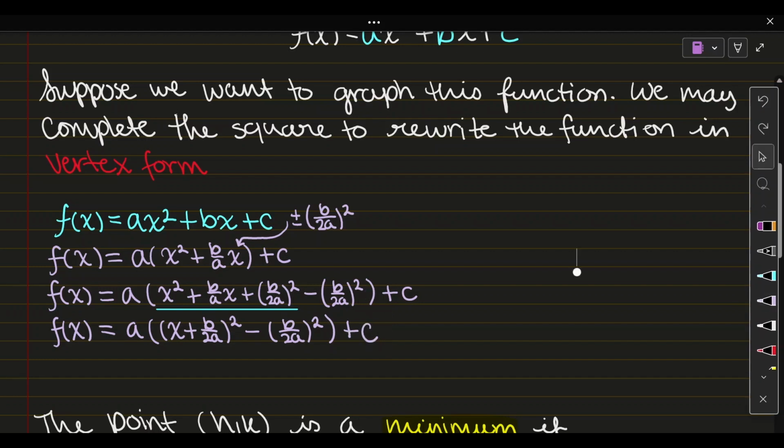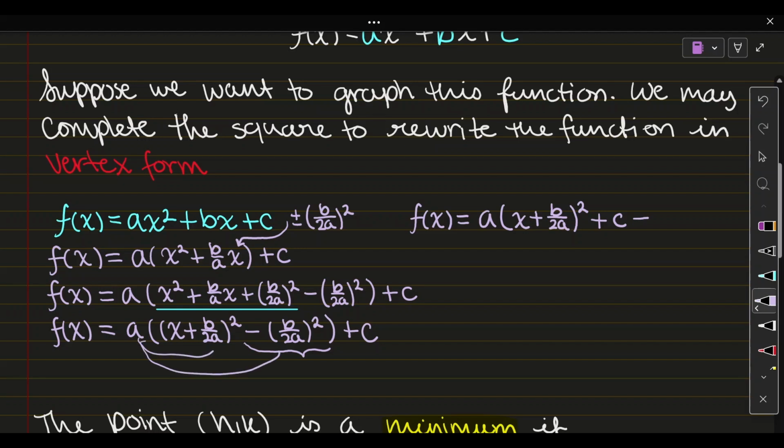I have a video on completing the square. Now I can take this negative b over 2a squared and pop it outside. I will have f of x equals a times x plus b over 2a all squared, plus c minus a times b over 2a squared. When I pull this out, I'm distributing this a to each of these so that I can break it apart.